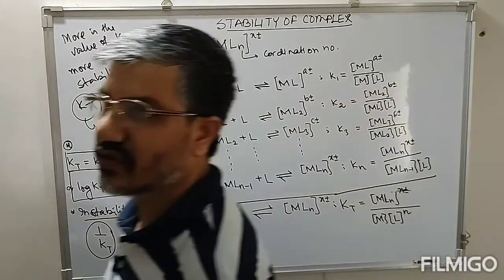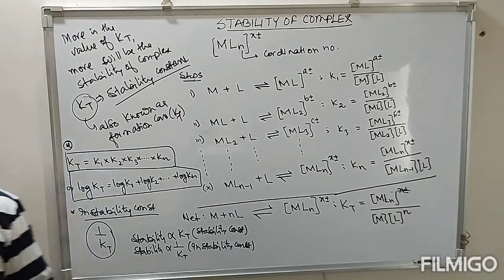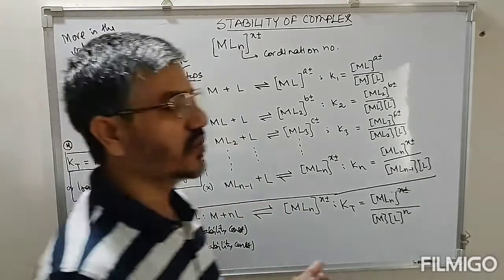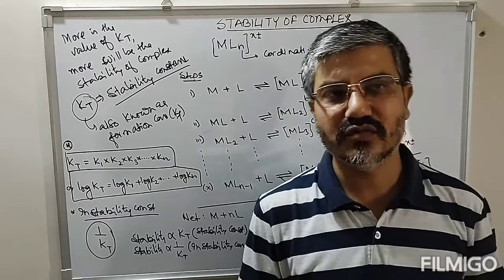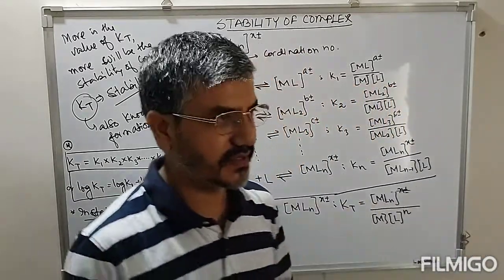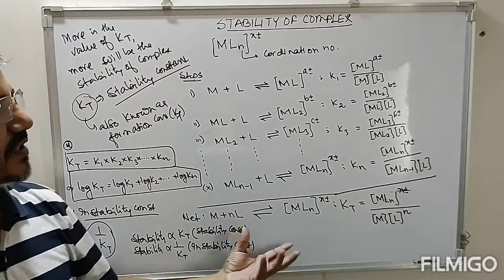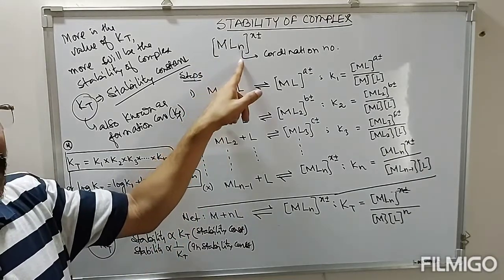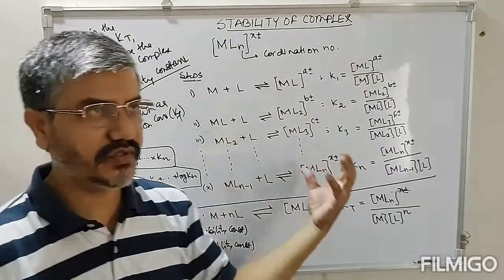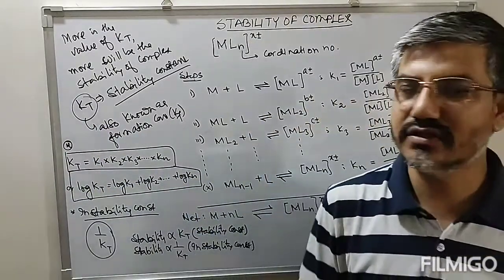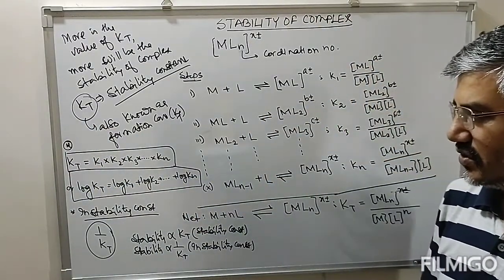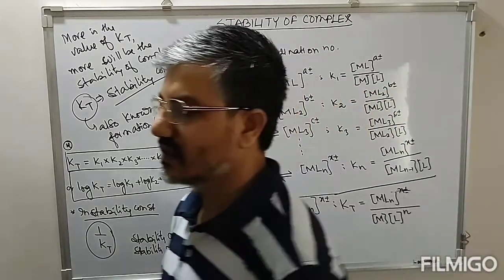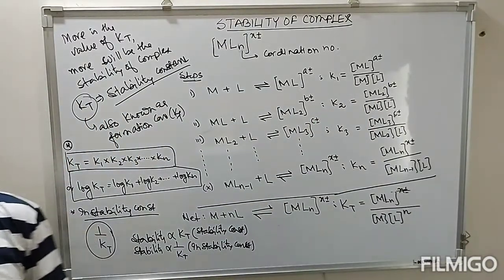Second, when we compare the stability of tetrahedral and octahedral, the crystal field stabilization energy of the octahedral complex being more, the octahedral complex will always be more stable than the tetrahedral complex. So these are the factors on which the stability of the complex depends: metal, ligand, coordination number, that is the geometry of the complex, and the crystal field stabilization energy. With this we come to the end of this chapter, the stabilization of complex.